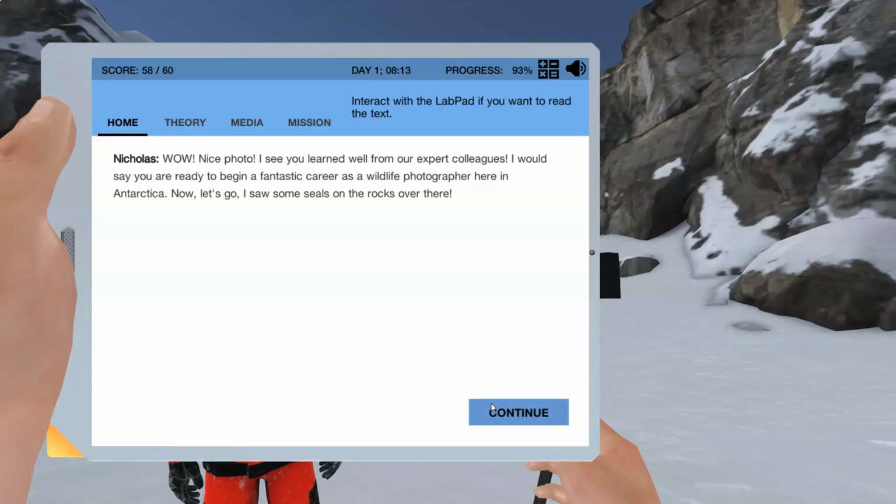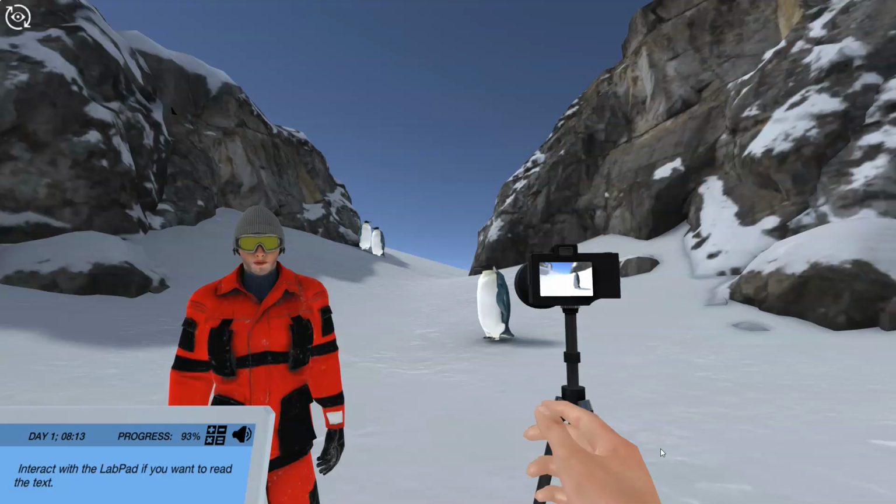Wow, nice photo. I see you learned well from our expert colleagues. I would say you are ready to begin a fantastic career as a wildlife photographer here in Antarctica. Now, let's go. I saw some seals on the rocks over there.